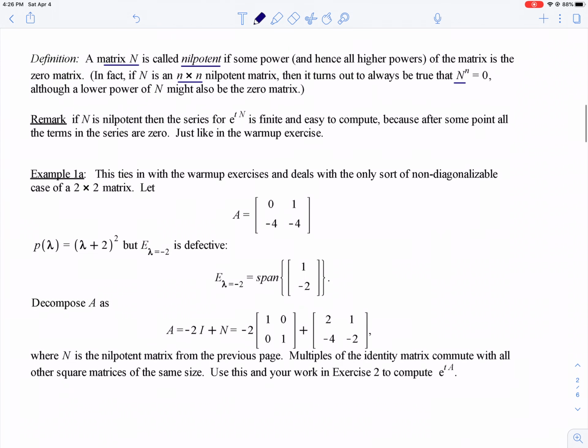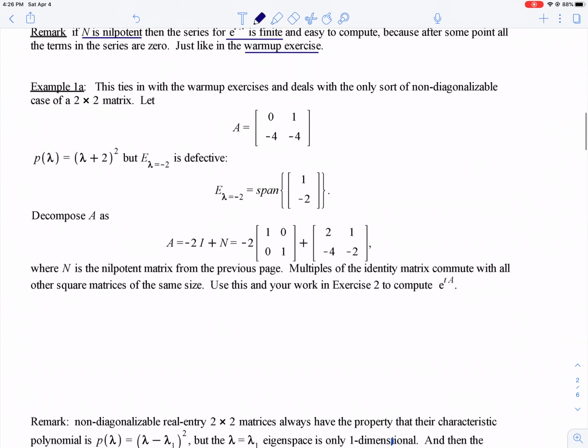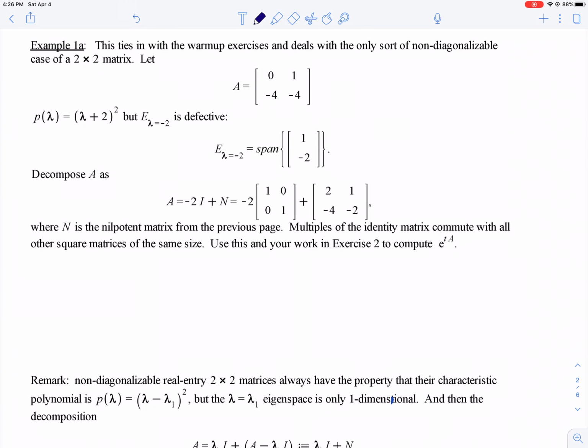Okay, and as we saw in the warm-up exercise, if a matrix is nilpotent, then the series for e to the tN truncates fairly quickly, because fairly quickly the powers of the matrix N become 0. Okay, so in this example, I have created a matrix which is related to the warm-up matrix. So we'll see how in a second, a few lines down.